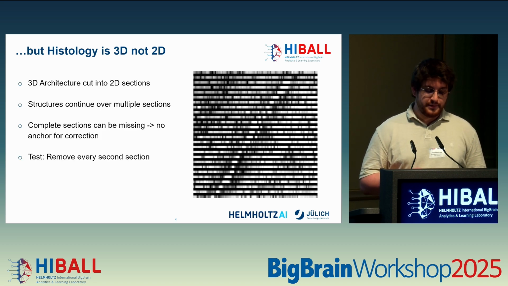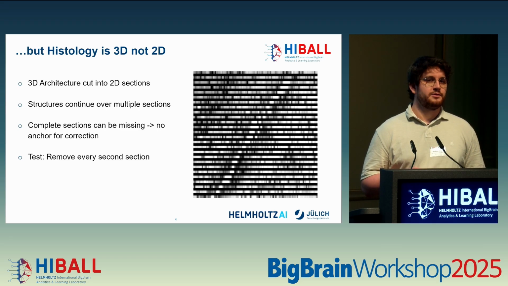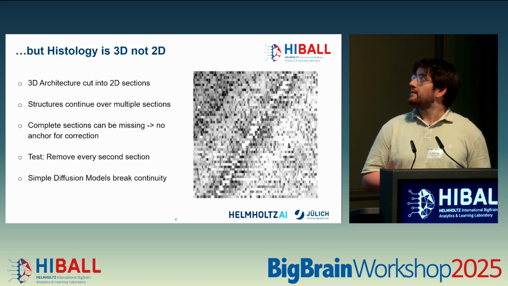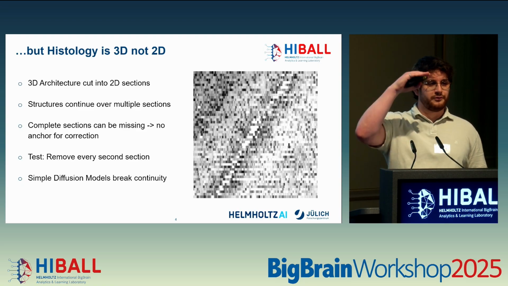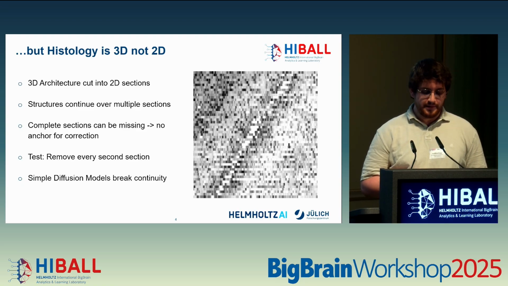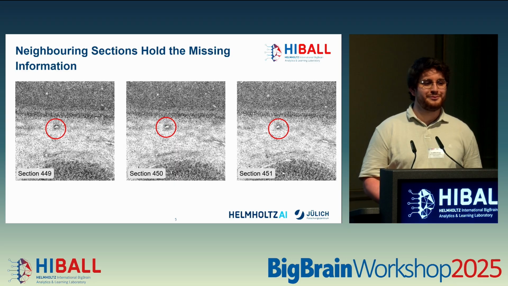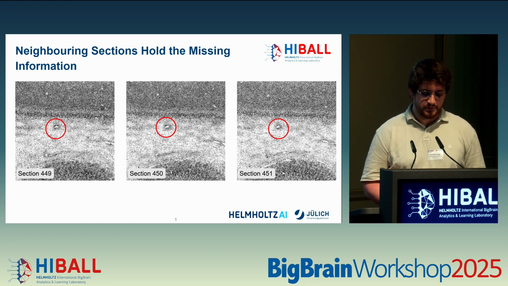So if we do a quick little test, we just remove every second section, or the middle part of every second section, and just let it rerun with our diffusion model that we proposed. We can see that the blood vessel here on the right is completely broken, with gray bars in the middle where actually the blood vessel should have been. Of course, the answer is rather simple in the idea. Just look at the section above and below, because the blood vessel is there, and just try to copy it from there somehow.